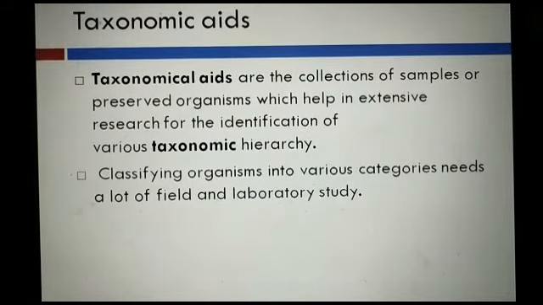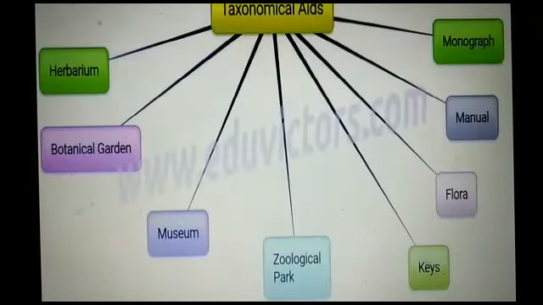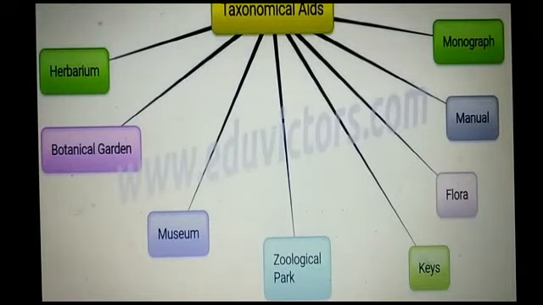And there are different taxonomic aids. Here you see herbarium, botanical garden, museum, zoological park, keys, flora, manuals and monograph. They all are taxonomic aids. We will read them one by one, all of them.